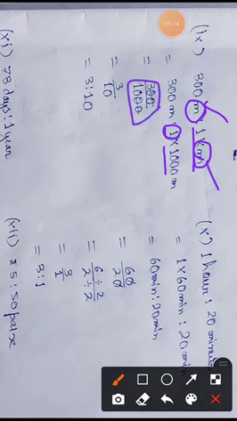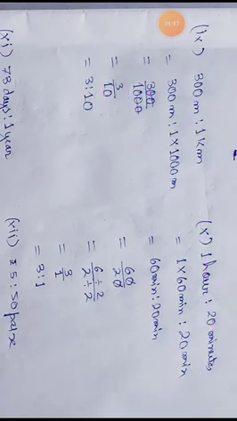300 by 1000 we will write, and then we will cut the zeros. 2 zeros will cut. What will be left? 3 by 10. Now 3 by 10 is already in the simplest form. If we try to divide them by any number, it is not possible except by 1. So therefore 3 is to 10 is in its simplest form.